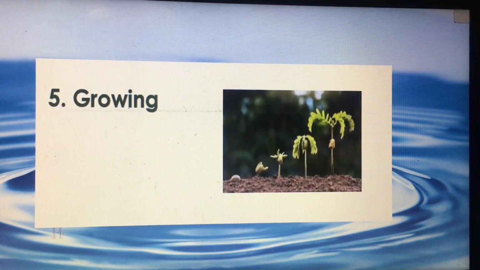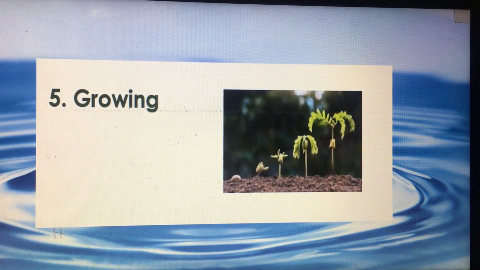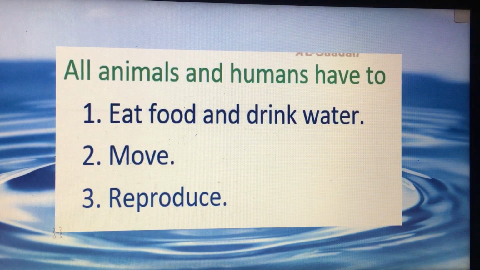And the last life process is growing. Growing is very important for living things because non-living things cannot grow up. So humans grow, plants grow, animals also grow. So all living things can grow up. So all animals and humans have to eat food, drink water, move, reproduce to stay alive.